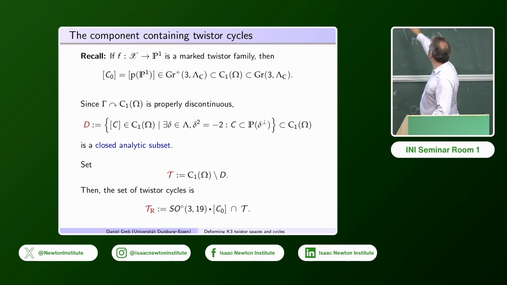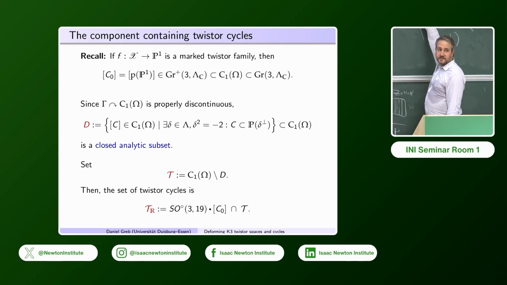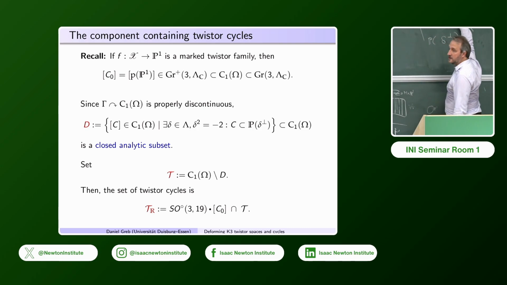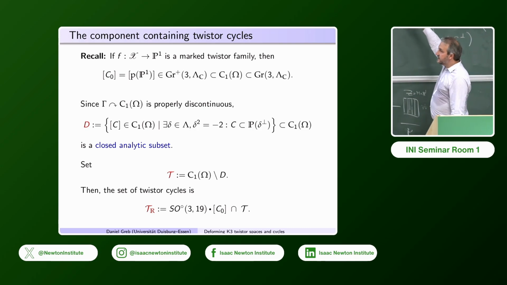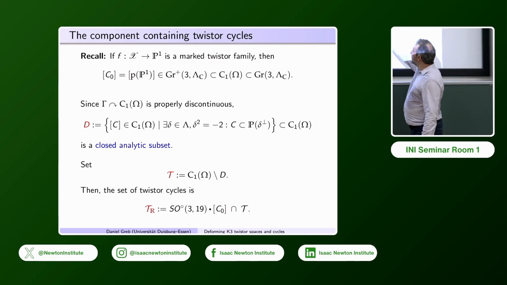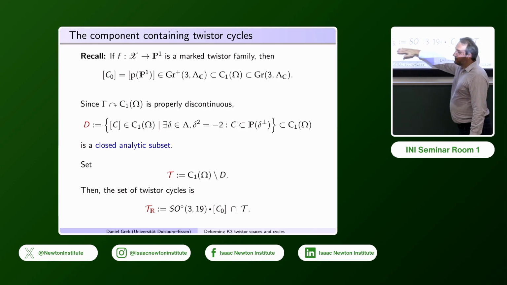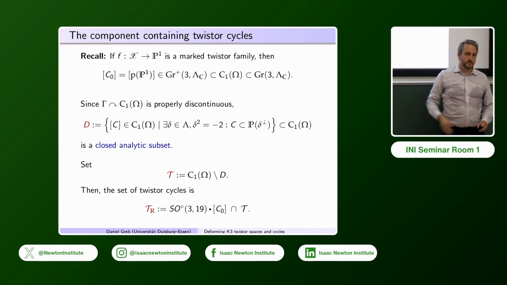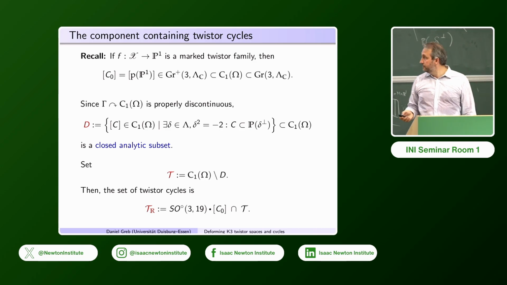Yeah, so what is this space? You take one of those, and it's clear that if you take the group that is acting here, SO(3,19), you just move this curve around in the period domain. You will not leave it because this is homogeneous under SO(3,19). It's just one orbit. So you get other examples of cycles. And if you remove those in the D, then you have all the twistor cycles. I mean, that was somehow well known.